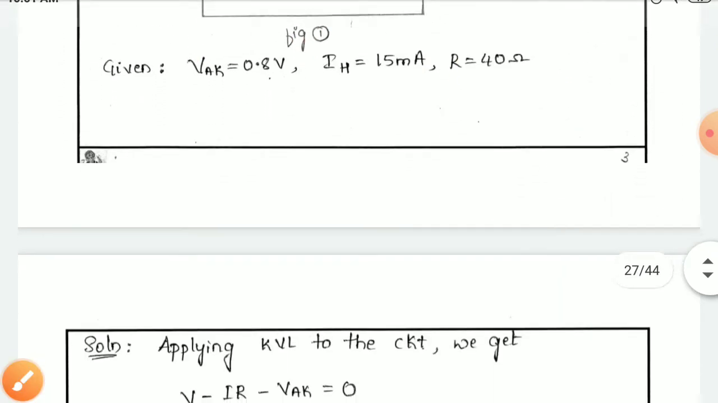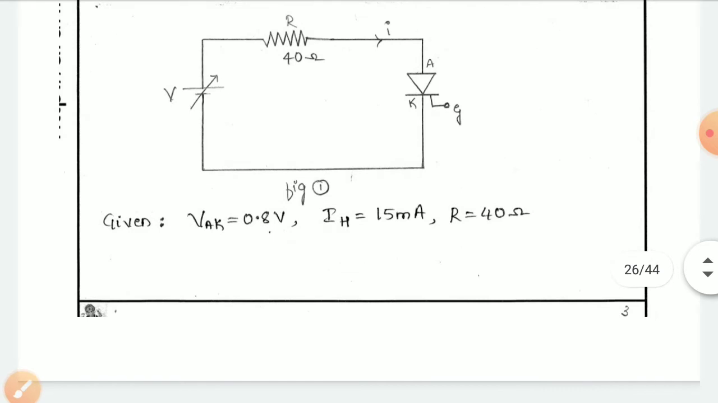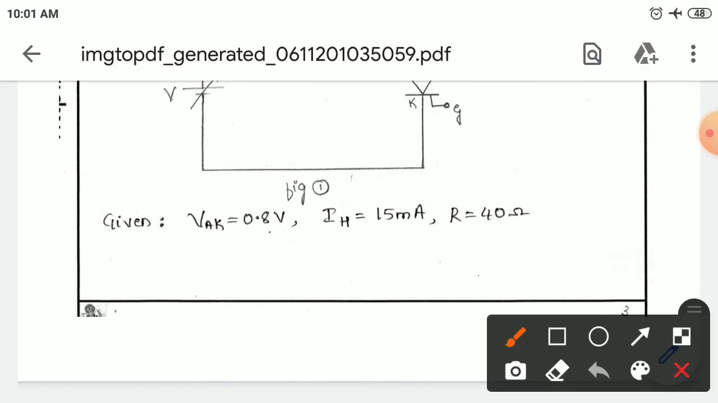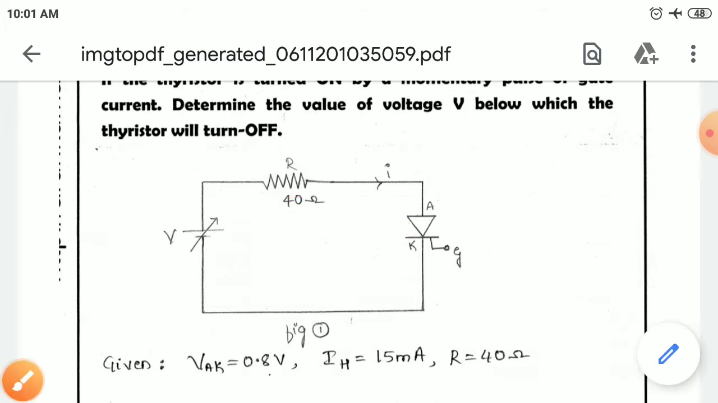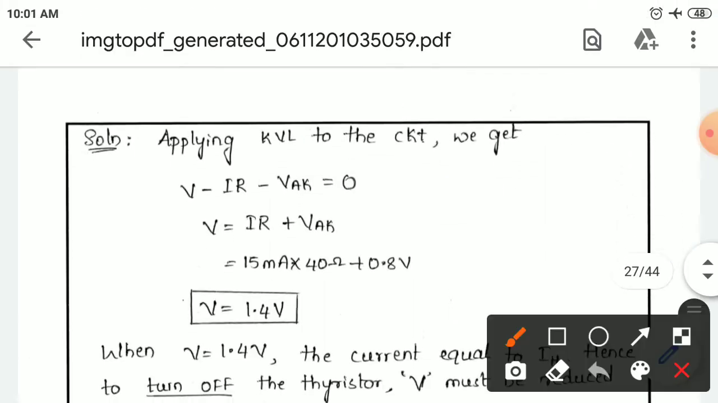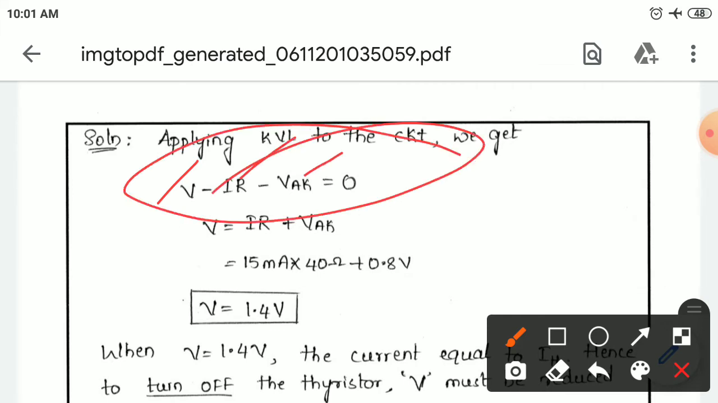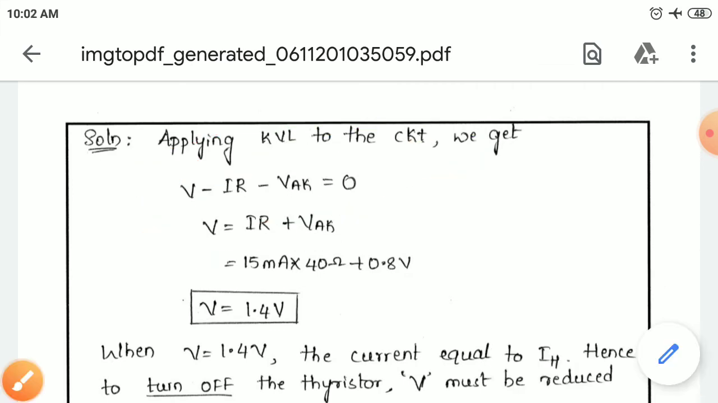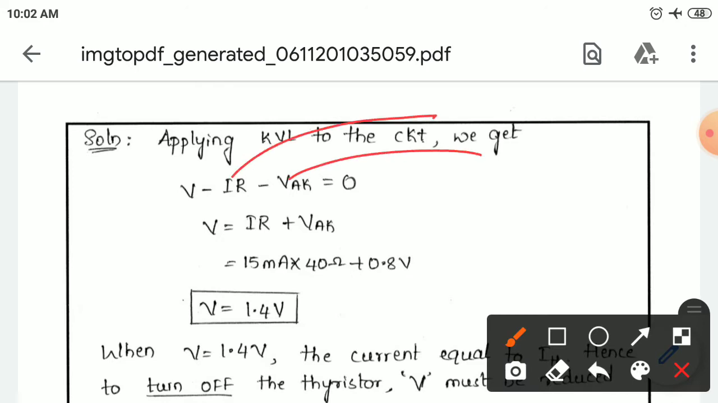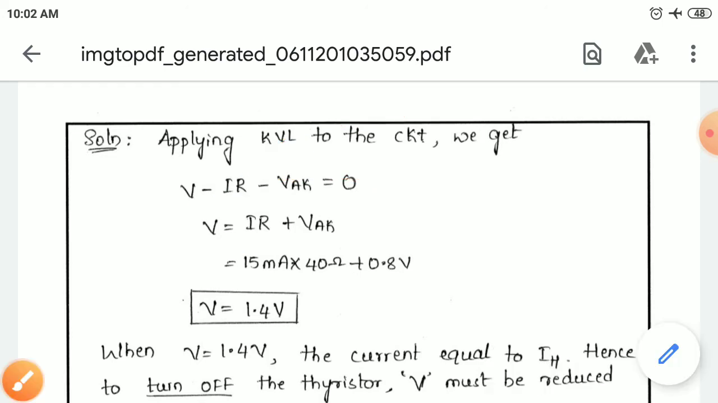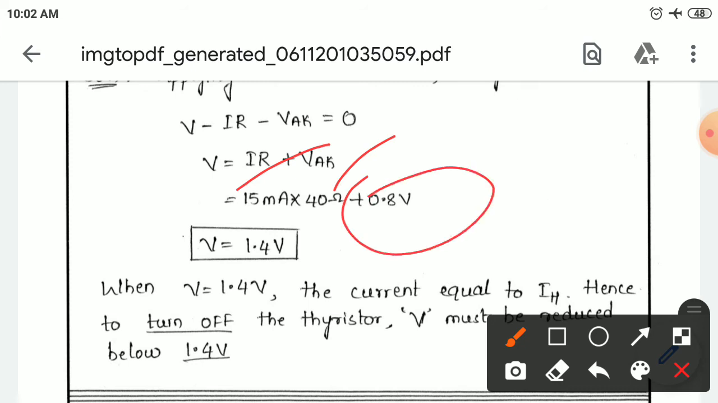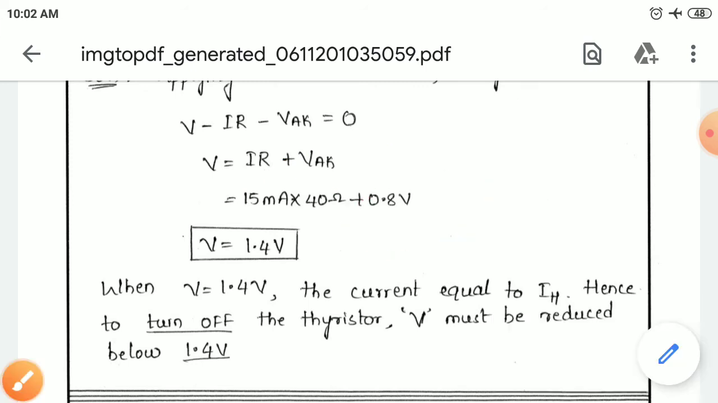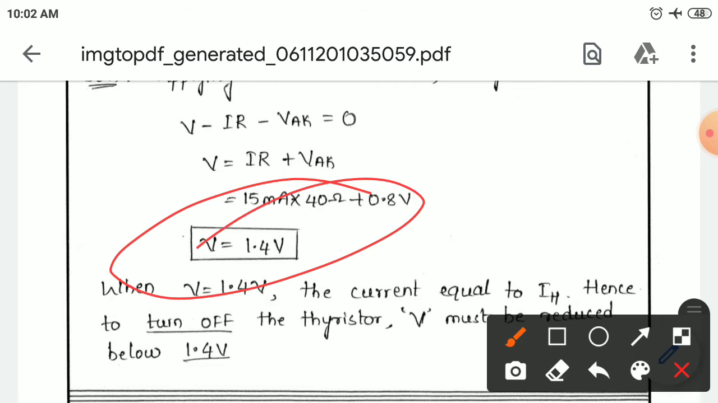So now you apply KVL to the circuit. V minus IR minus VAK is equal to 0. So calculate it for V. You send IR and VAK to the right hand side. So V is equal to IR plus VAK. I is 15 milliamps, R is 40 ohm, and VAK is 0.8 volts. Just substitute and calculate. V you will get as 1.4 volts.